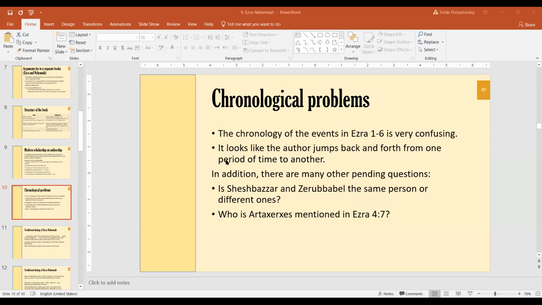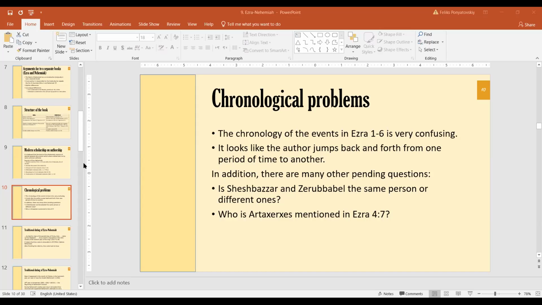And some other issue, which is not as problematic, is the identity of Sheshbazzar and Zerubbabel. Because in the writings of Ellen G. White, you can also find that Sheshbazzar and Zerubbabel are the same person. Modern scholars usually do not identify them as the same people. But in fact, it is not very clear from the text. So it could be that Sheshbazzar and Zerubbabel are the same. We cannot argue here very strongly that it is not the case. But the Bible is not very clear about this issue.